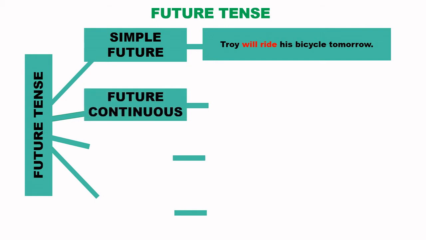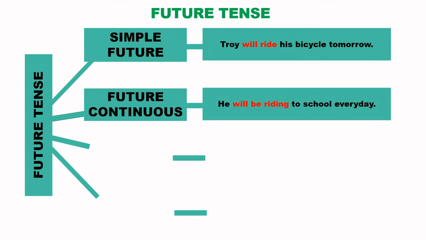Then another form is future continuous. This one describes ongoing future action. For example, he will be riding to school every day.